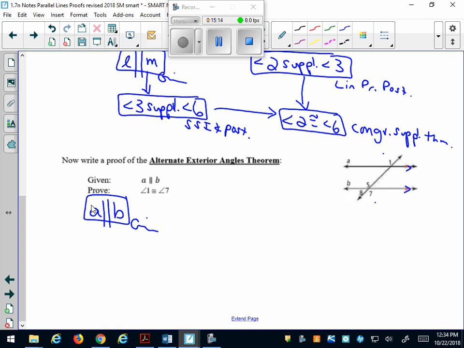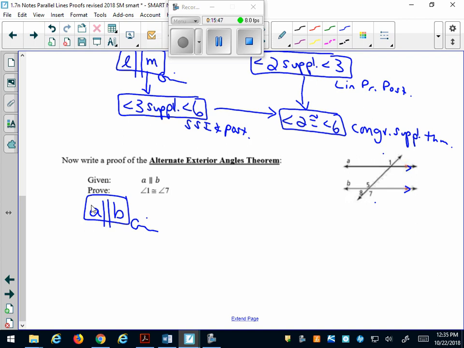So what could we do? Whenever you have proofs like this, you're really looking for the link. You're looking for how you can link your givens to your proof. So our given is basically the lines are parallel, so we have some relationships we can make. We're trying to get 1 and 7. So is there one angle that's related to 1 that's also related to 7? That would be what I would call the linking angle.